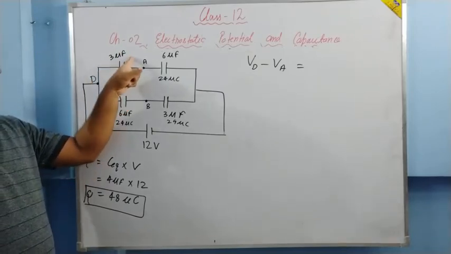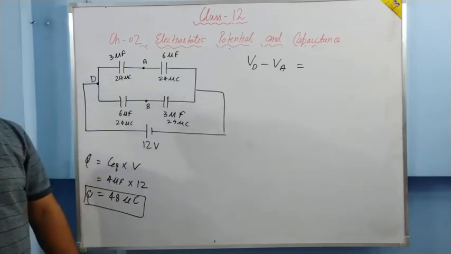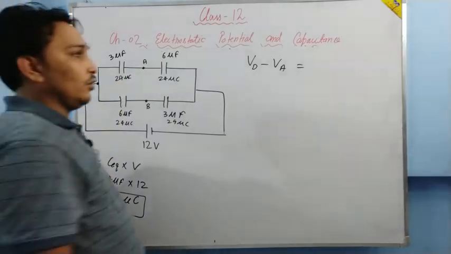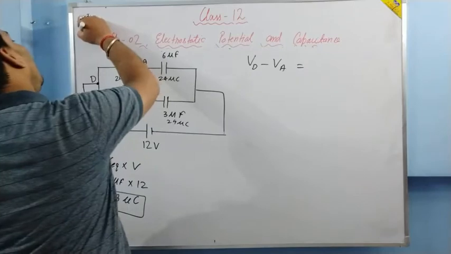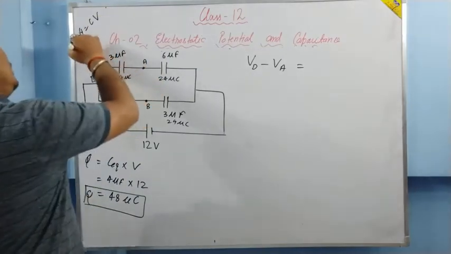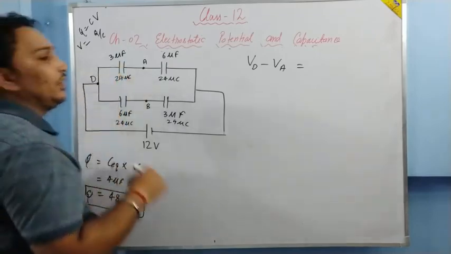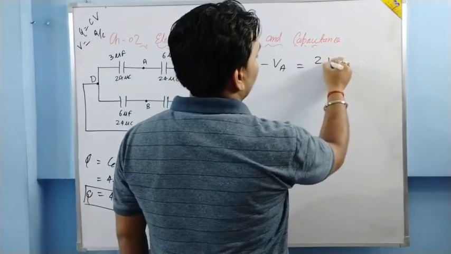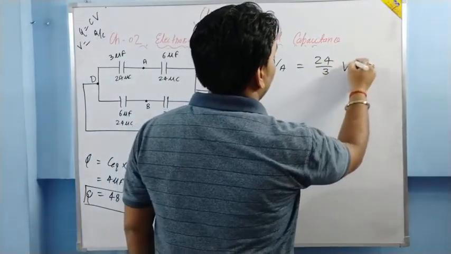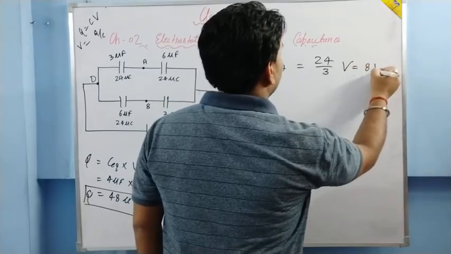What will be the voltage? 3 microfarad is the capacitance, 24 microcoulomb is the charge. So what will be the voltage? Q is equal to CV, so V is equal to Q by C. What is Q? 24. What is C? 3. So it will be 24 by 3 volt, which is basically 8 volt.